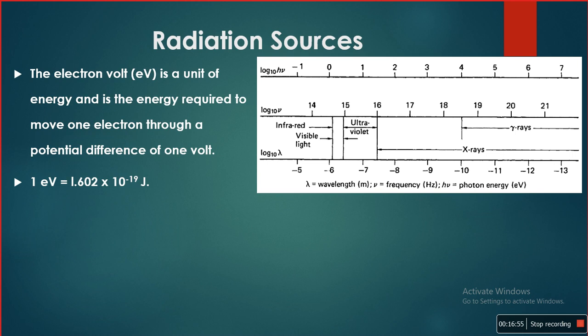If you consider what is meant by eV, that is electron volt, it is a unit of energy. It is the energy required to move one electron through a potential difference of 1 volt. Again I will repeat, it is the energy required to move one electron through a potential difference of 1 volt. So 1 eV is equal to 1.602 into 10 raised to minus 19 joule. This is the relationship between eV and joule.